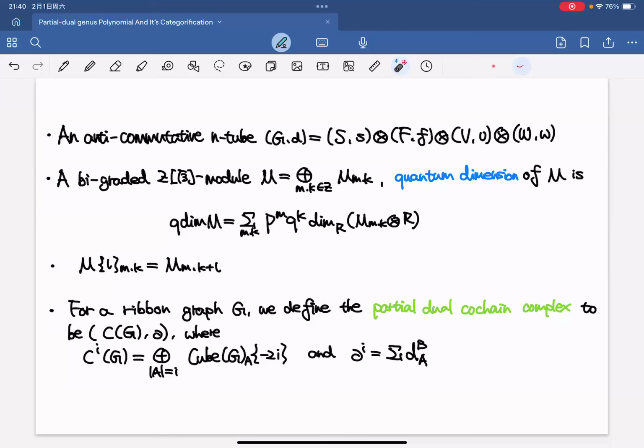So in this way, we can define a partial dual quotient complex, and here we need to shift the degree, just like in the homology. We also need to shift the degree to make the differential preserve the degree.